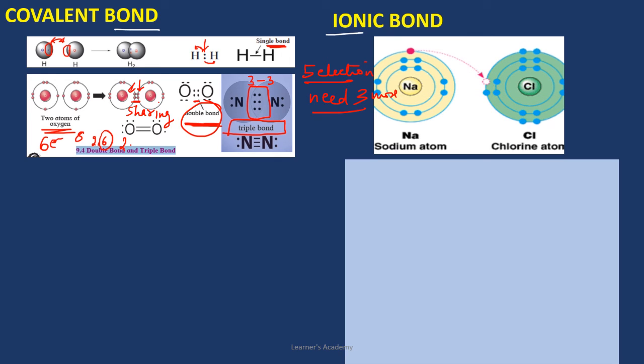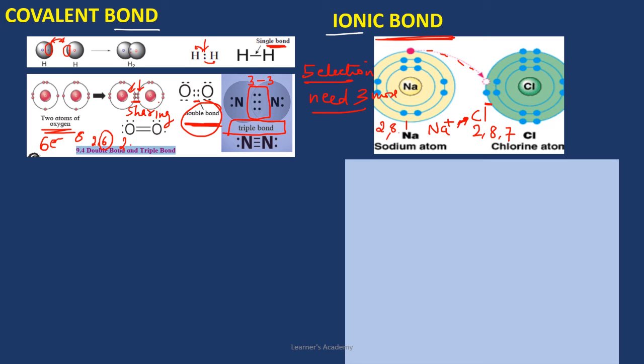Now let me tell you what an ionic bond is. You see this picture. The sodium atom has 1 electron in the outermost shell, and the chlorine atom has 7 electrons in the outermost shell. So what does it do? The sodium atom will give away its 1 electron and become electropositive. The chlorine atom, when it receives 1 electron, will become electronegative. Now there is an attraction between the electropositive and electronegative atoms.